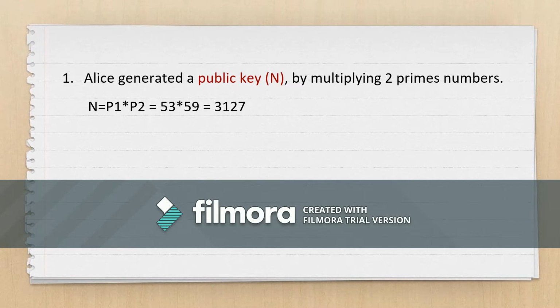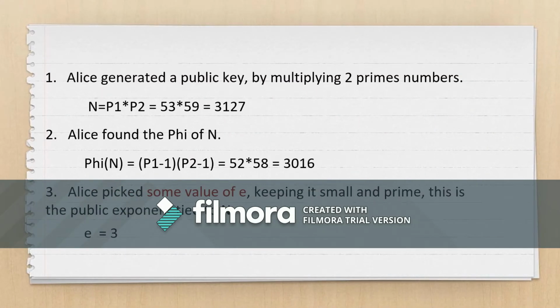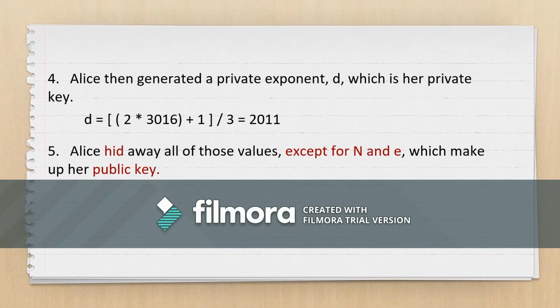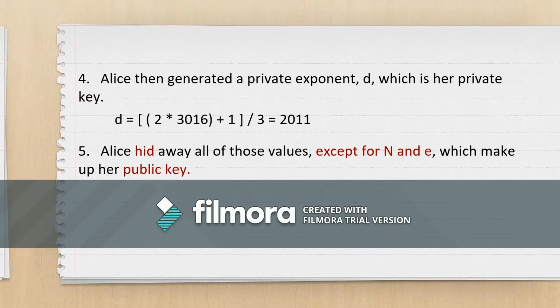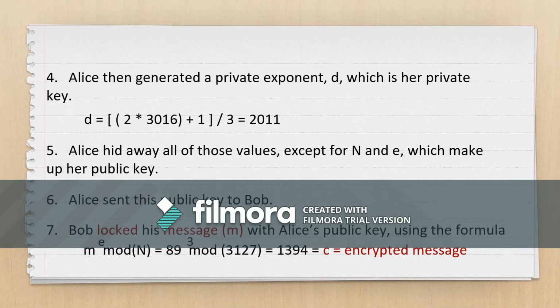The next few slides are numerical calculations the computers go through to encrypt the message. Alice's computer generates a public key. Alice's computer then finds phi of n. Alice's computer picks some value of e. Then it will generate a private exponent d, which is her private key. All of these values will be private except for n and e. These numbers will make up her public key. Alice's computer will send this public key to Bob. Bob locked his message with Alice's public key using this formula.